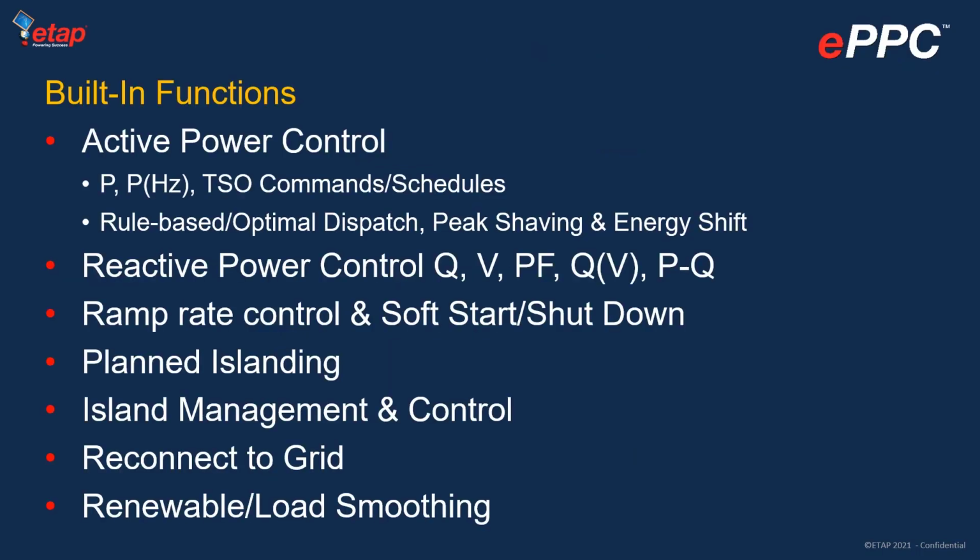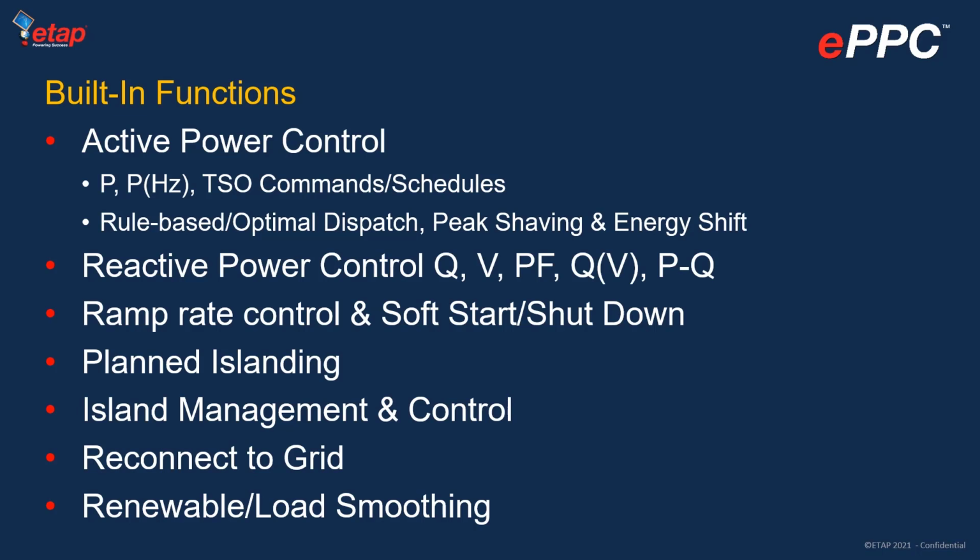The ETAP power plant controller offers several control functionalities that are essential to basic and hybrid renewable power plant applications. Active power can be limited or controlled at the point of interconnection based on operator or TSO schedule commands. Rule-based or optimal dispatch can be executed to minimize import power costs, limit exported power to the grid, take advantage of price arbitrage, maximize peak shaving, and more.